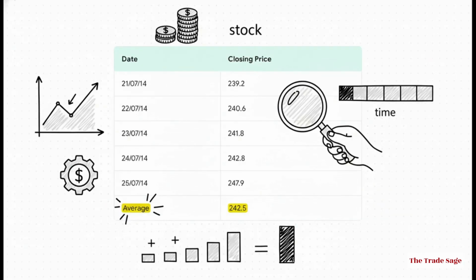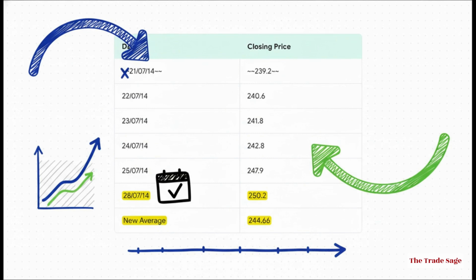Let's apply this to a real stock. To get a 5-day average, we just take the closing prices for the last 5 days, add them all up, and divide by 5. That's it. For this period here with Marico Limited, the average comes out to 242.5. Pretty straightforward. Now, watch what happens on the next day of trading.